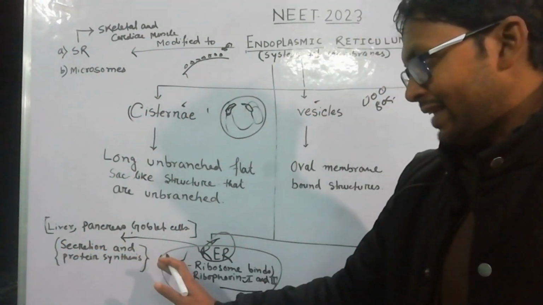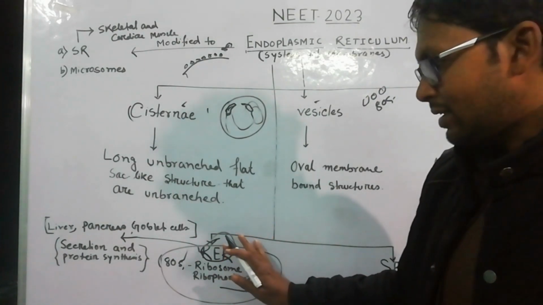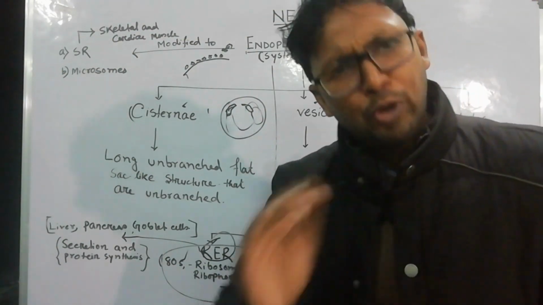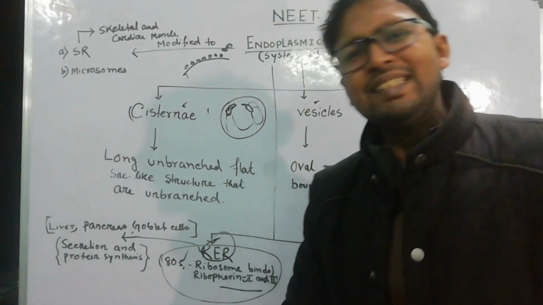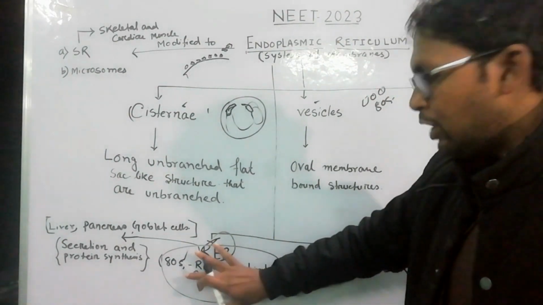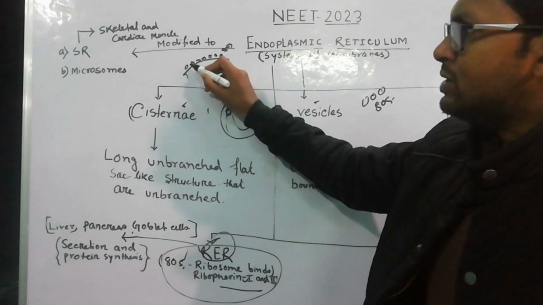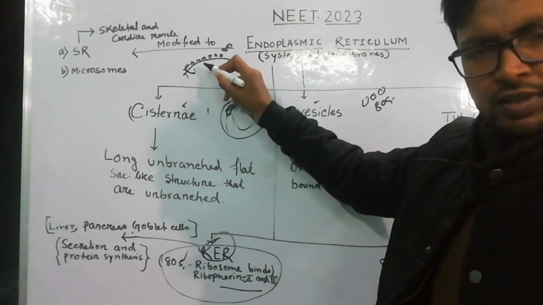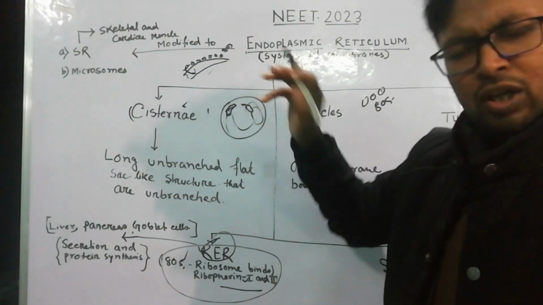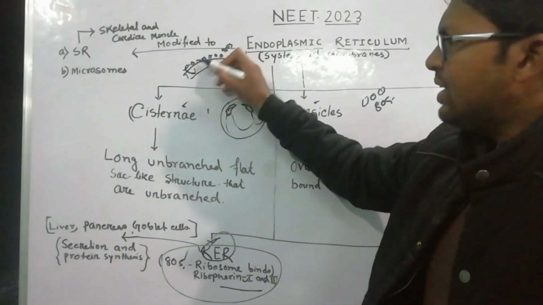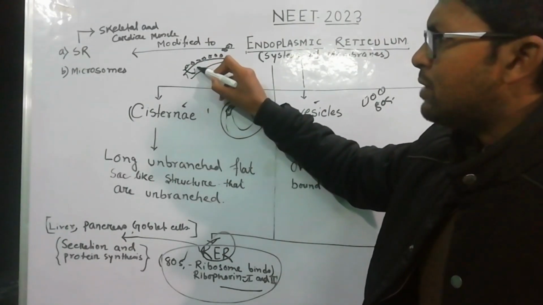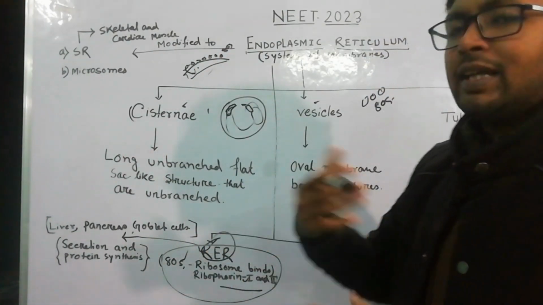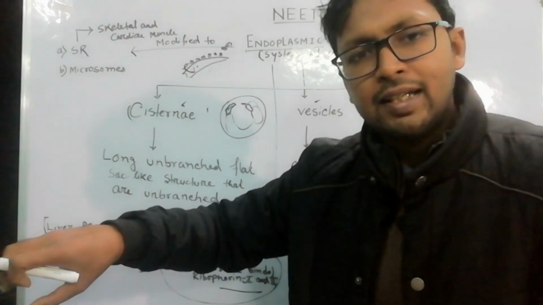The major function of the rough endoplasmic reticulum: you know the ribosome is for protein synthesis. So secretion of proteins is the main function of the endoplasmic reticulum, because the ribosomes attached here synthesize the proteins, and the proteins are inserted inside the endoplasmic reticulum lumen. The protein is prepared here, enters the endoplasmic reticulum, undergoes conversion and modification, and after modification goes into secretion, that is, it leaves the cell by secretion.